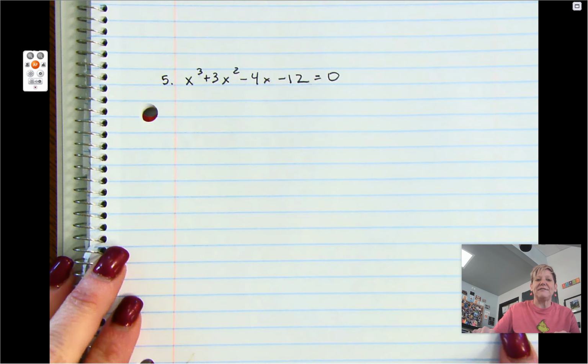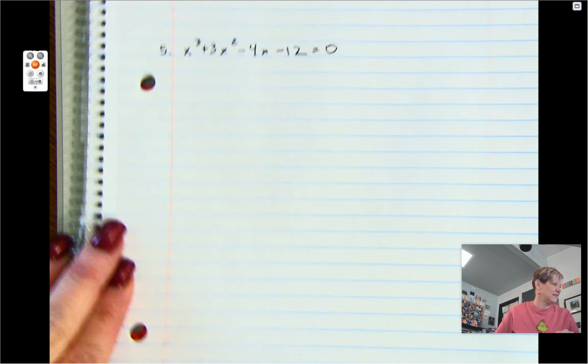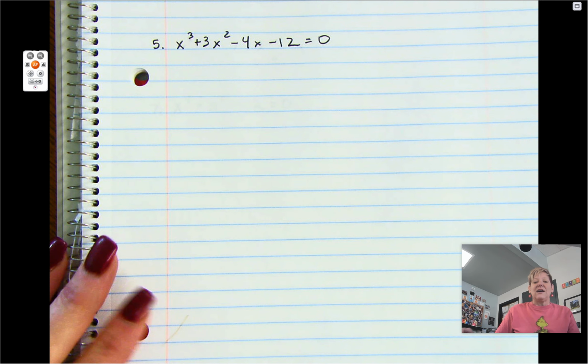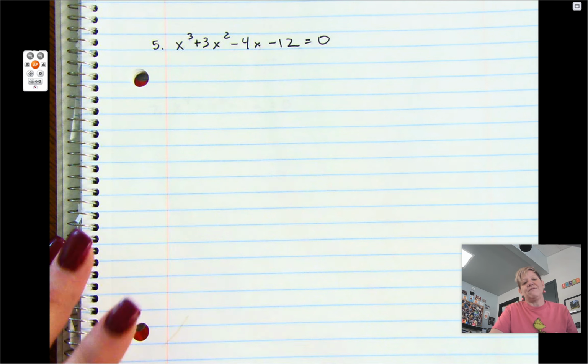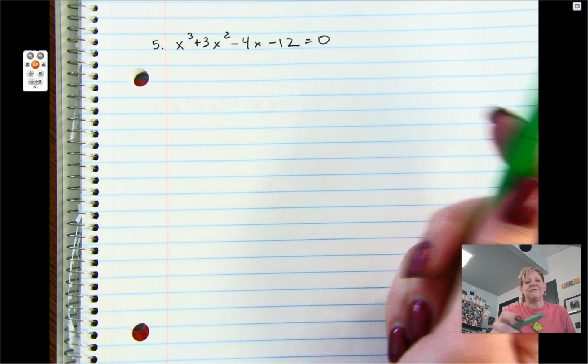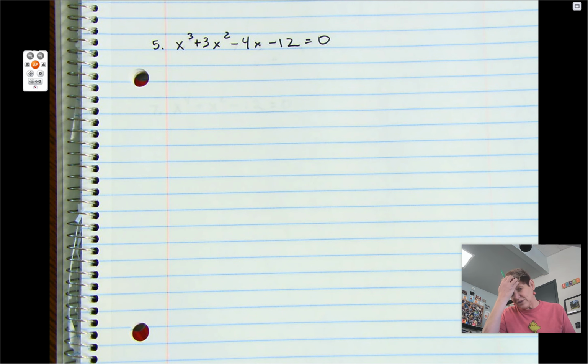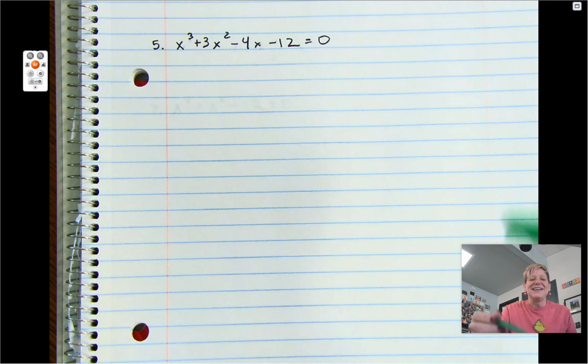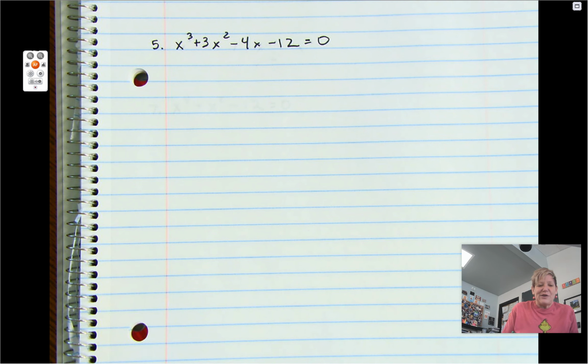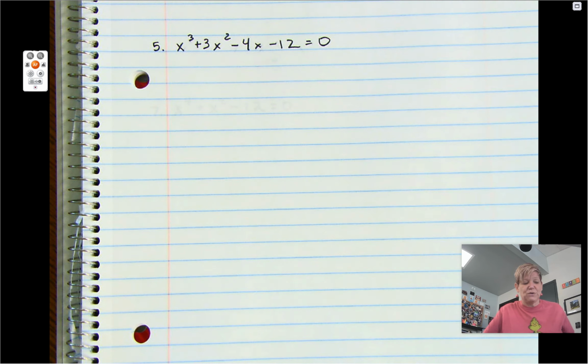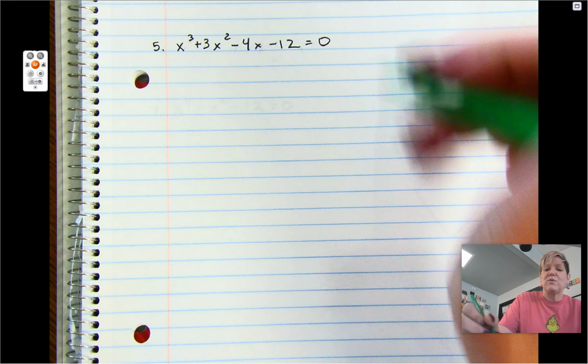Example 5. Do they all have an x? No. So no GCF. Is x cubed a perfect cube? Yes. Is it a perfect square? No. Is 12 a perfect cube? No. All right. Does it have 3 terms? No. So we're not going to use STAR. So it's got 1, 2, 3, 4 terms. We're going to use this new factor by grouping.